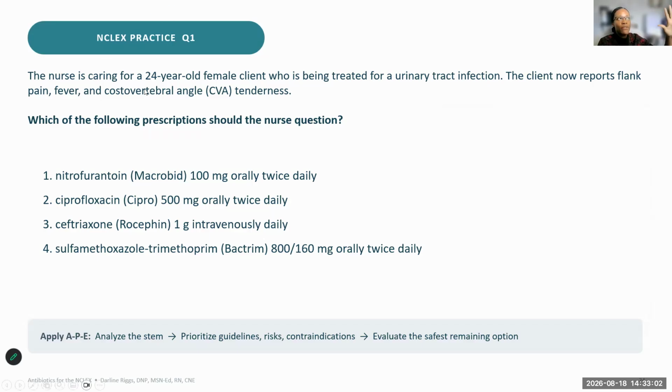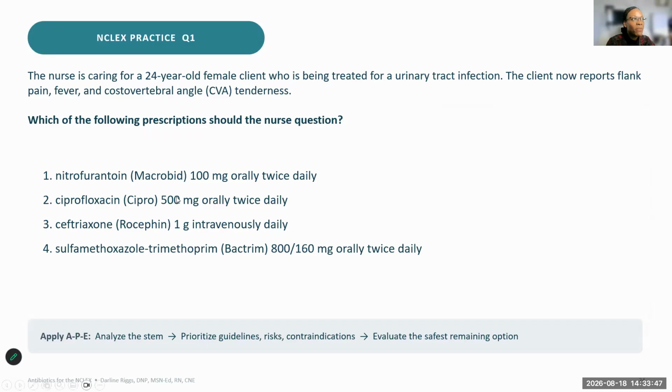So I'm reading this. They're 24 years old, so I'm not worried about age. They're being treated for a UTI, but now they're reporting all of it. That tells me it might have started with a lower UTI, but we're past that. This is upper now. And I say to myself, I need something that is going to reach the upper tract. And then I look at this: which of the following prescriptions should the nurse question? I'm going to question the drug that will not do that. You see how easy? First of all, knowing content and then analyzing my question. You can do the rest too.